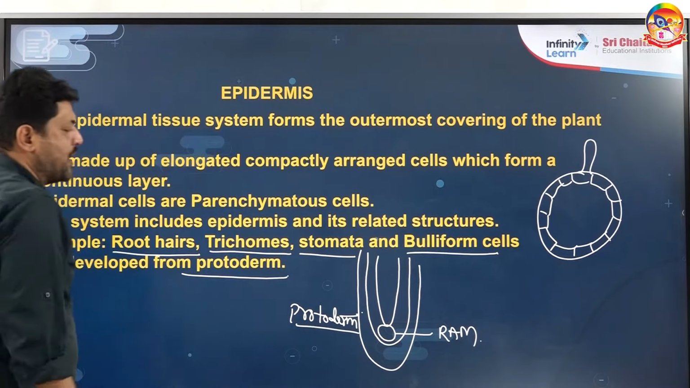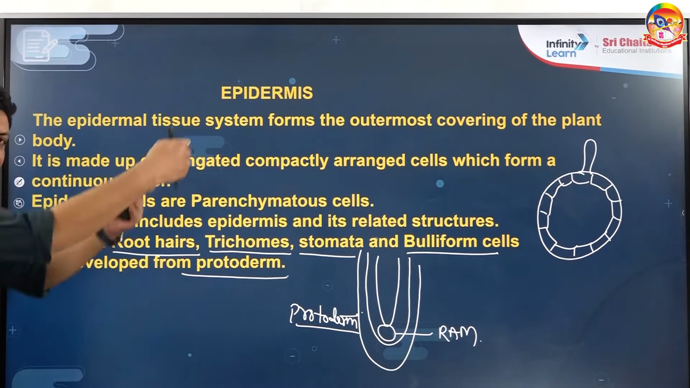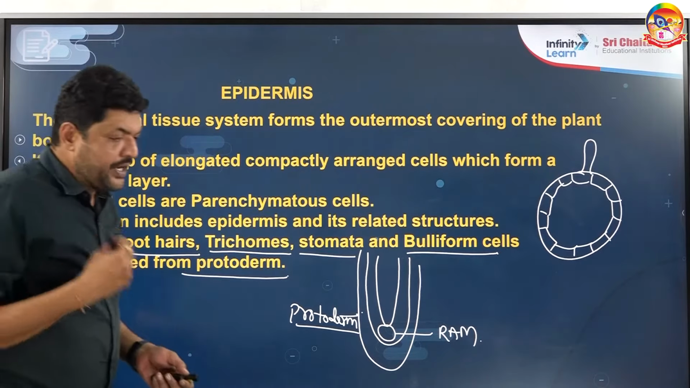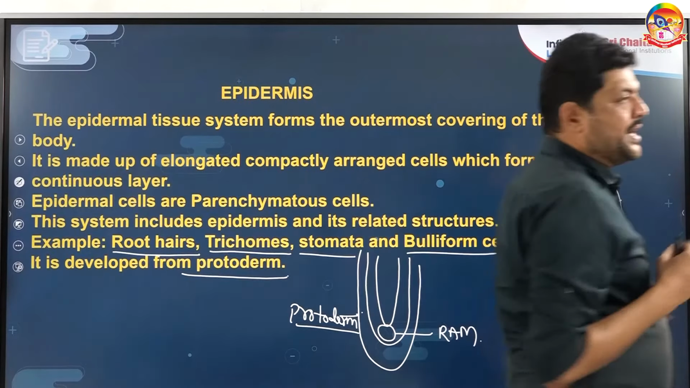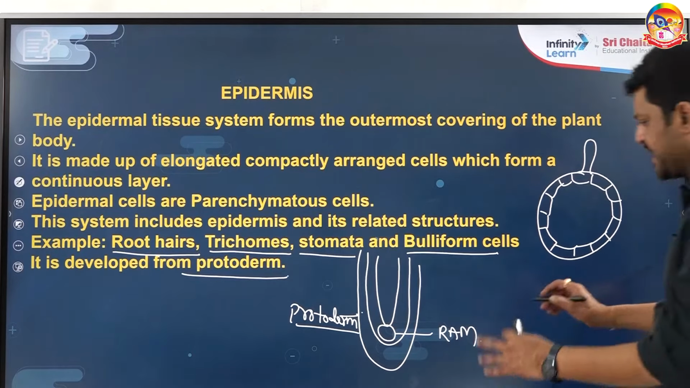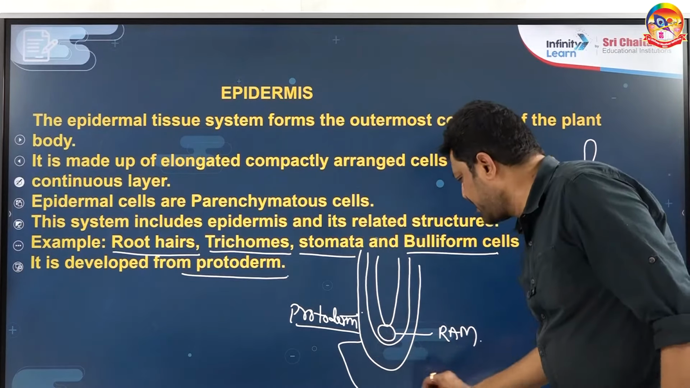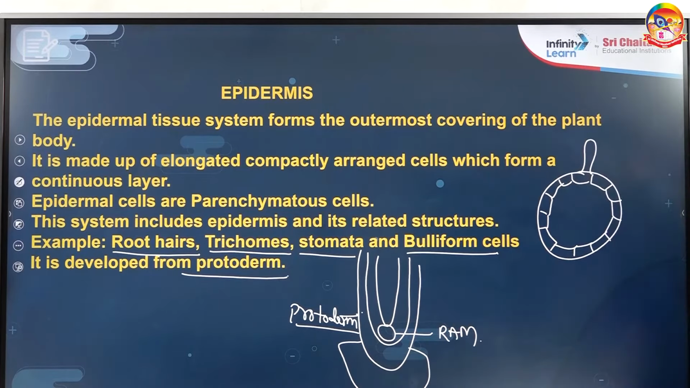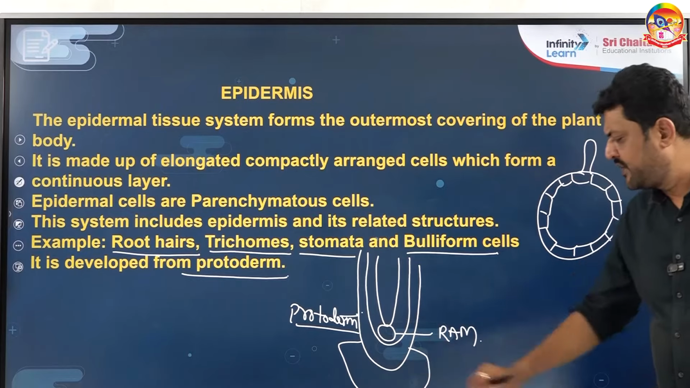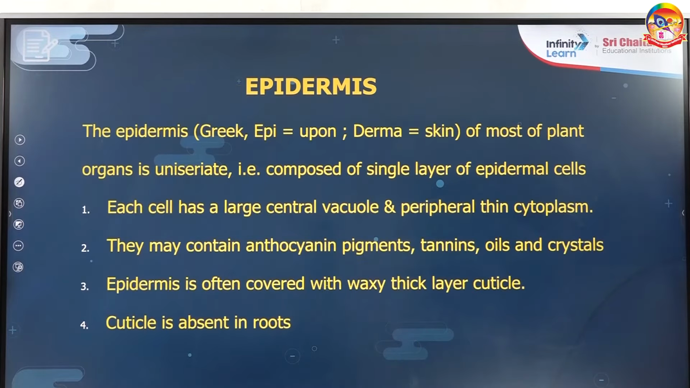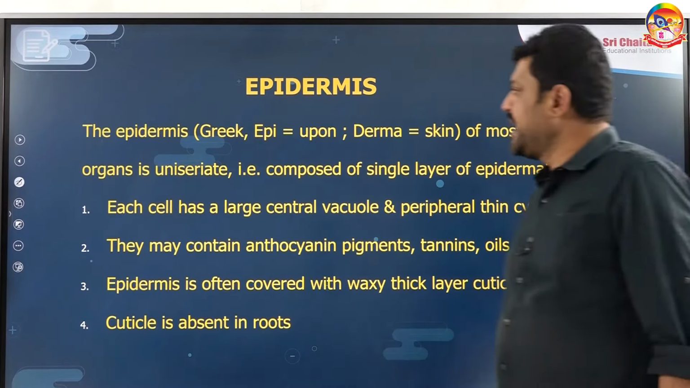Protoderm means the group of cells which can initiate the formation of epidermis, and we also call it dermatogen. And the root is covered by a thimble-shaped root cap also. So the root apical meristem is subterminal because of the root cap. Was it clear, students? This is something about epidermis. Let us go with that epidermis.